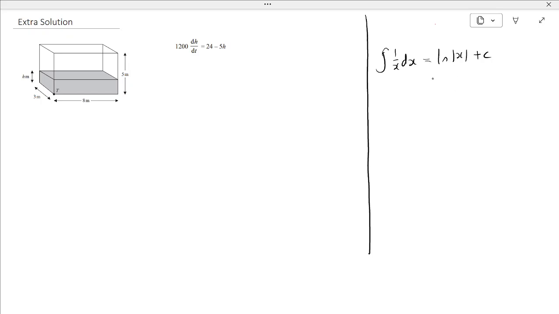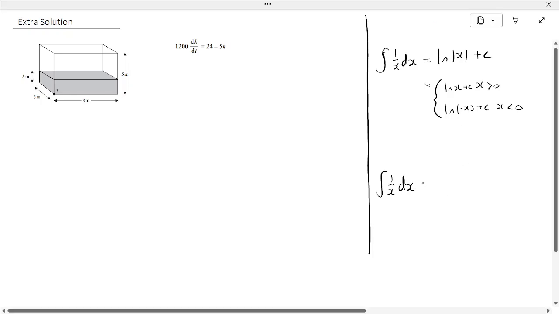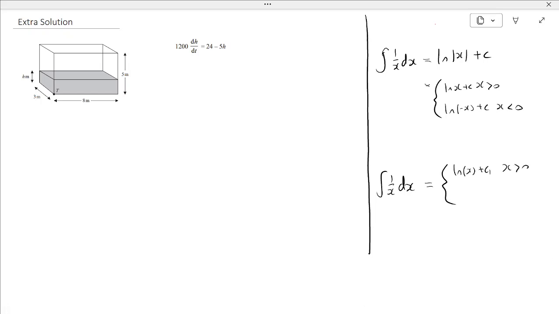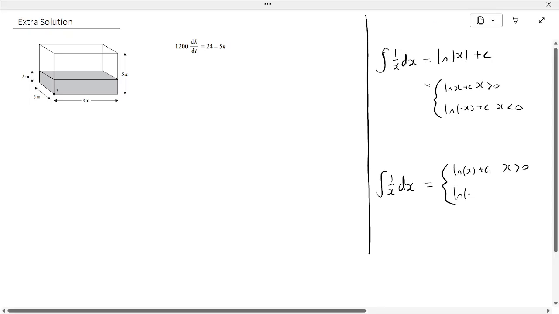So this function here, this would be ln of absolute value x. We know the absolute value doesn't change x if x is positive. But if x is negative, the absolute value becomes negative x. Okay. And in reality, the integral can have different constants in each different section. So it can actually be ln x plus c1 if x is a positive number, and ln negative x plus a different constant if x is negative.